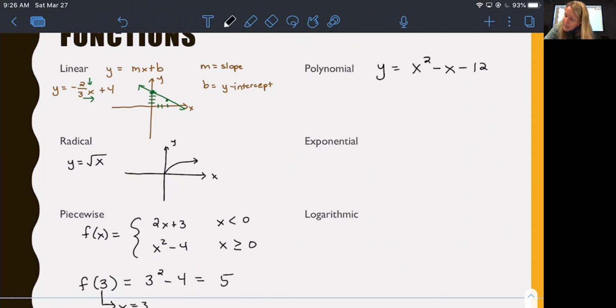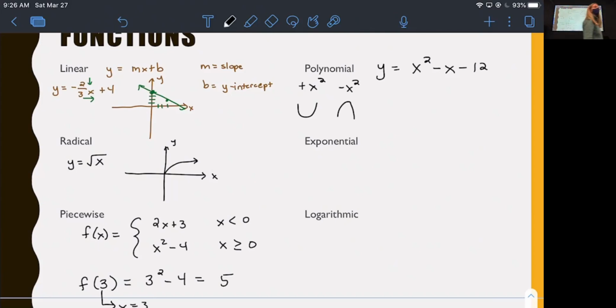If it is a positive x squared function, it would make a happy looking parabola. If it's a negative x squared function, it'll make a sad looking parabola. So if the x squared term is positive, you'd have a happy parabola. If the x squared term is negative, you'd have a sad looking parabola. So looking at that function, x squared minus x minus 12, would I have a happy or a sad parabola? Happy. It's a positive x squared, so it'd be a happy parabola.